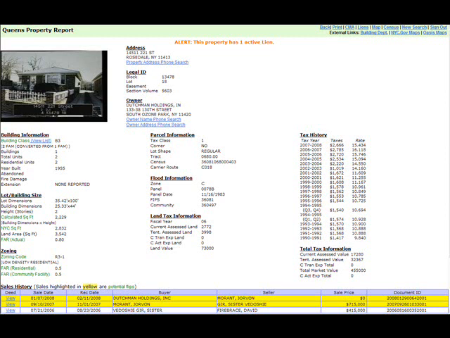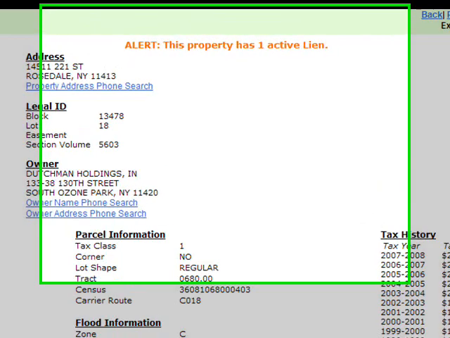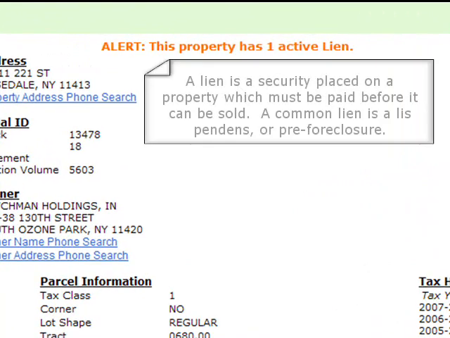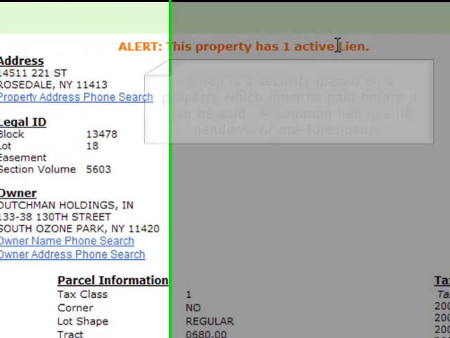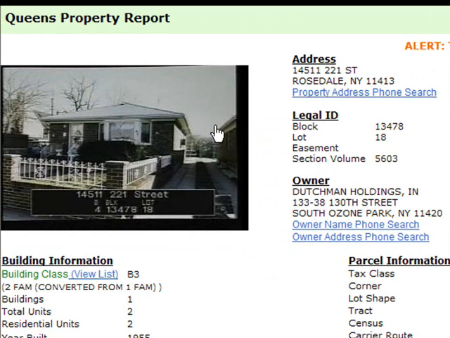This is the New York City property report. At the top of the report, if the property has a lien or a lis pendens on it, you'll get this alert in orange that indicates that this property has a lien or a lis pendens on it, as well as how many. In the top left is the photograph.